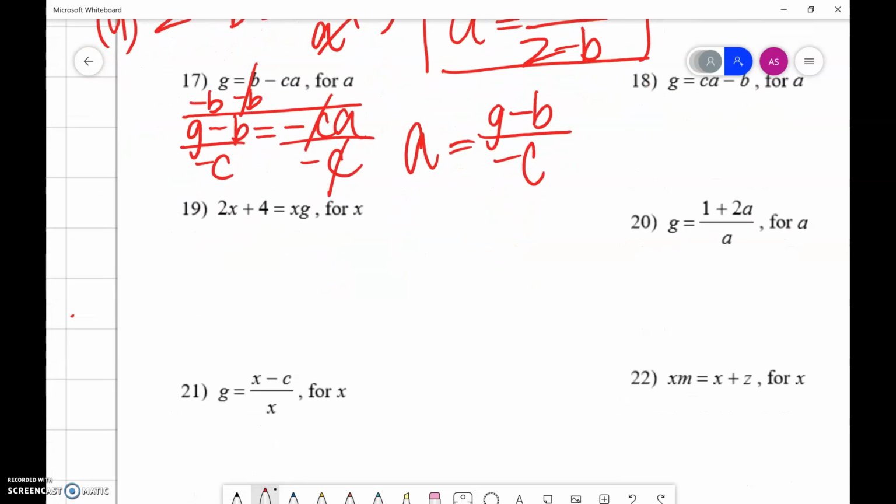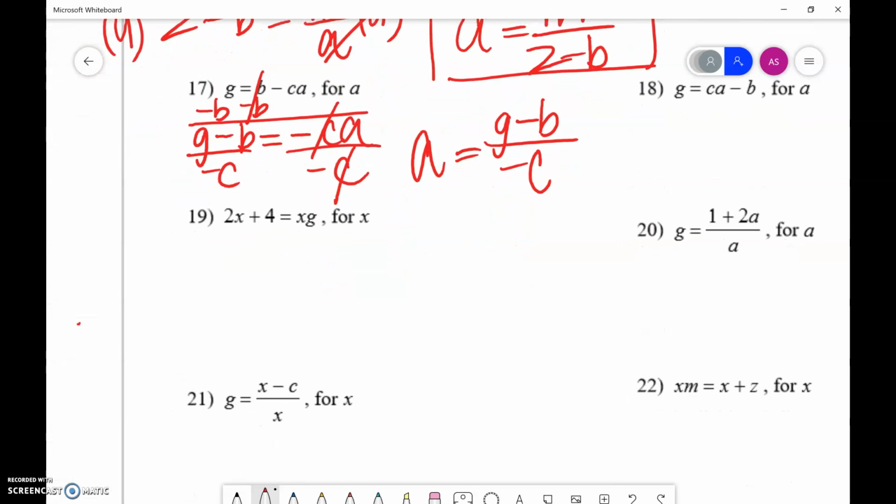Okay? Now here's where it starts to get a little tricky, because I have the same variable on both sides, x and x. So let's subtract 2x from both sides. That's going to cancel out, and I'm going to be left with 4 equals xg minus 2x.